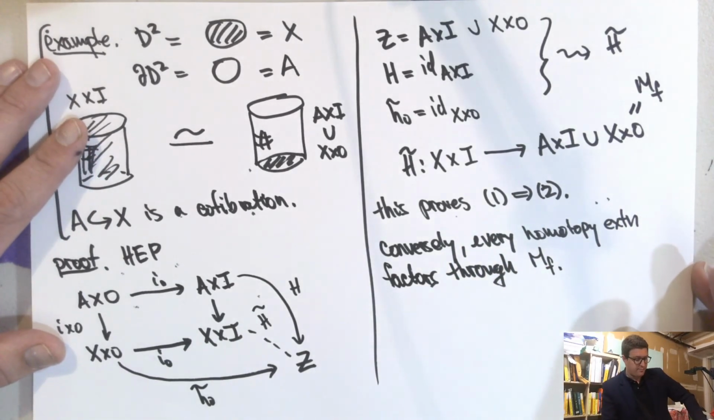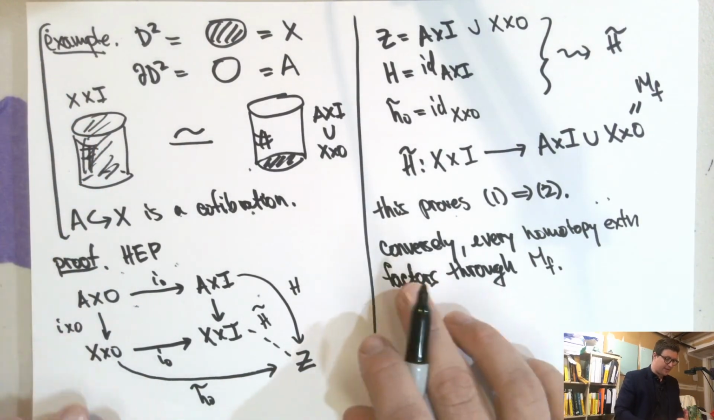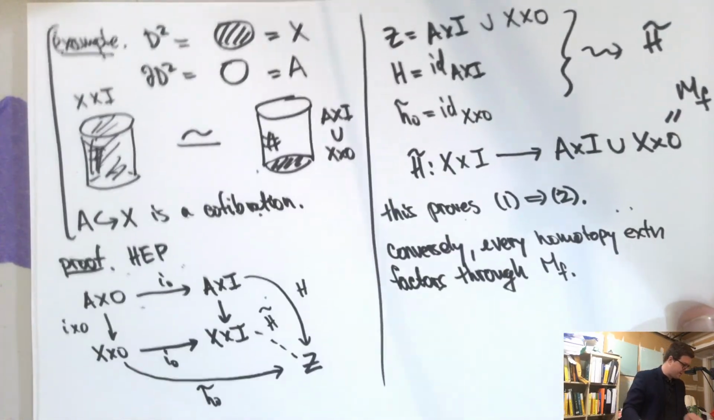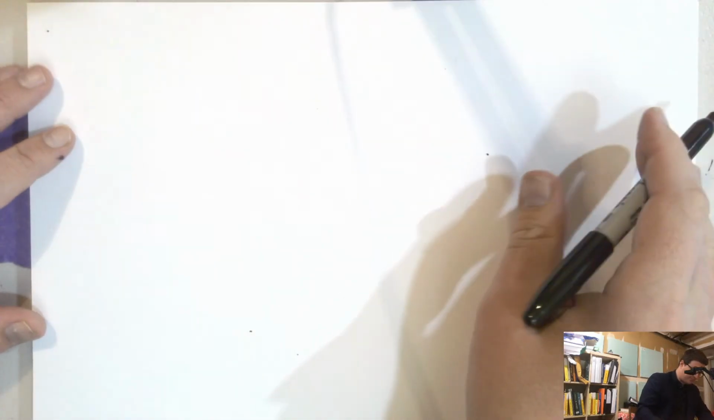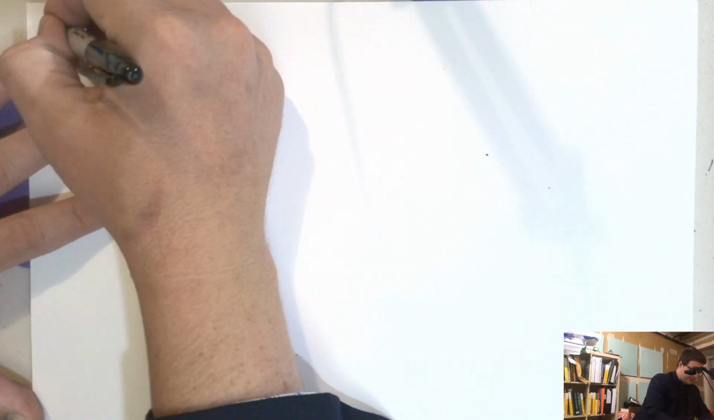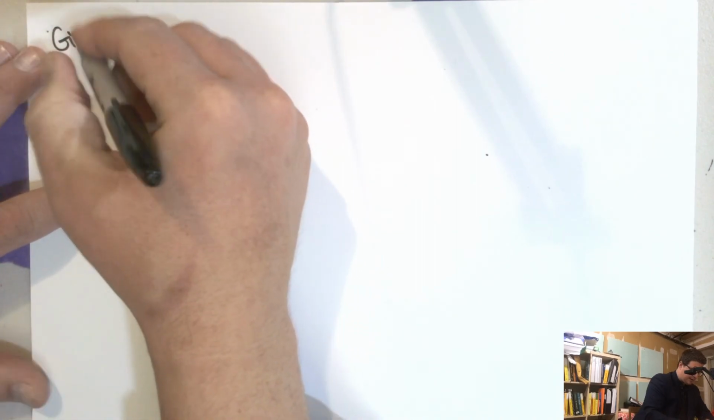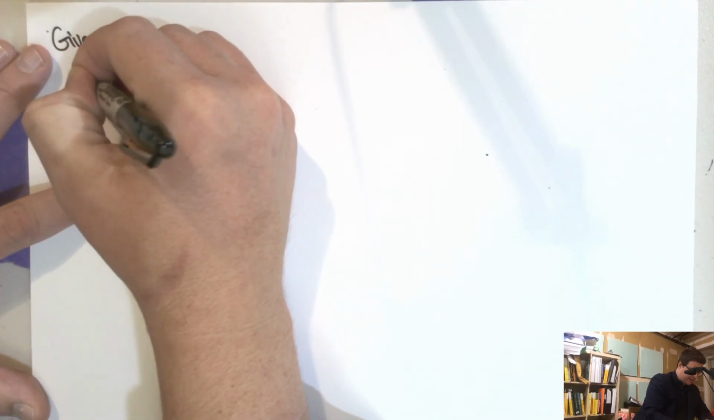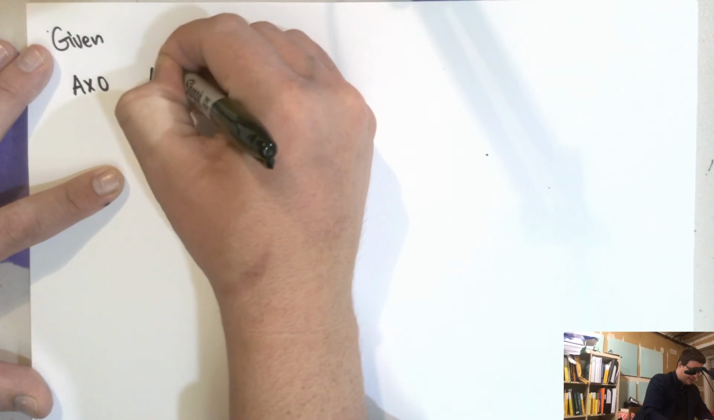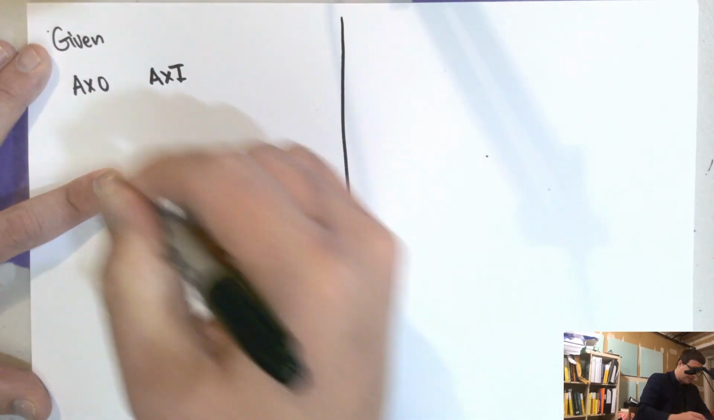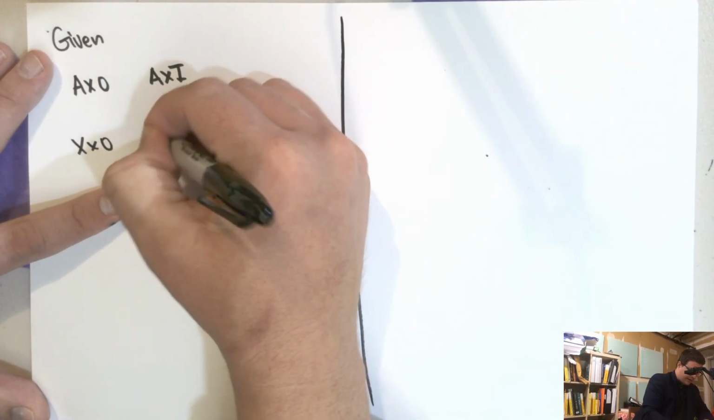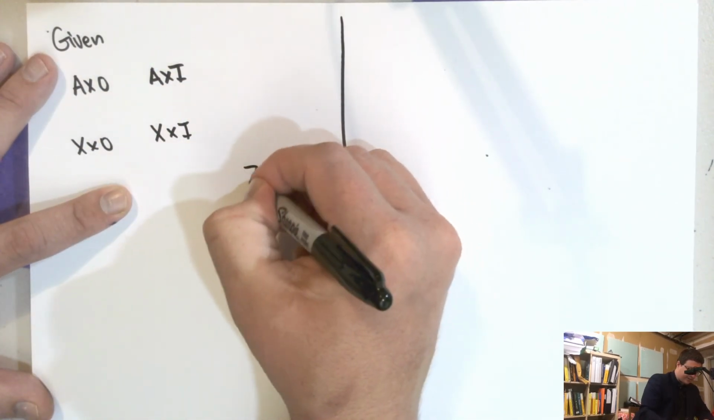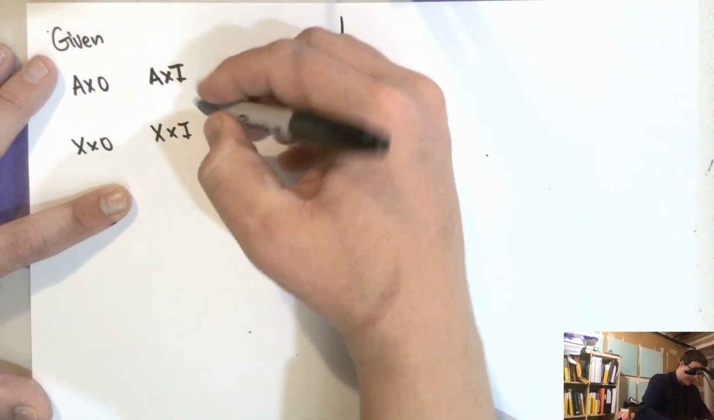Okay, so let me say that if you have this, let's draw this out. So given, we're going to use the universal property here. So given one of these setups like this: A cross 0, A cross I, X cross 0, X cross I, and then we have Z now. Now, some genuinely mysterious Z.